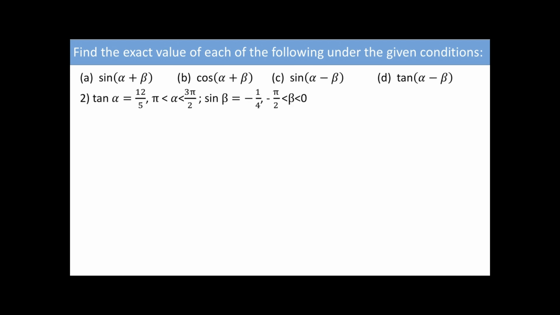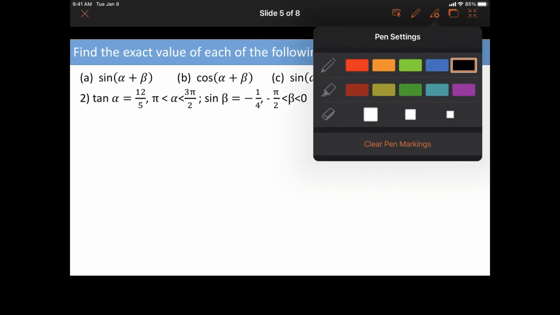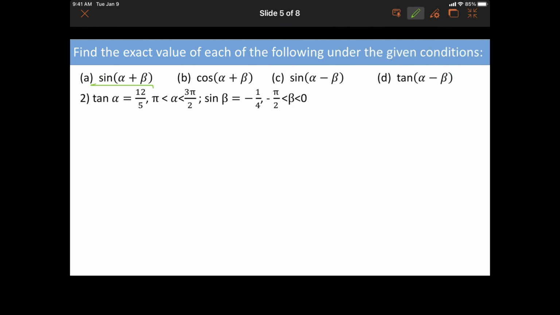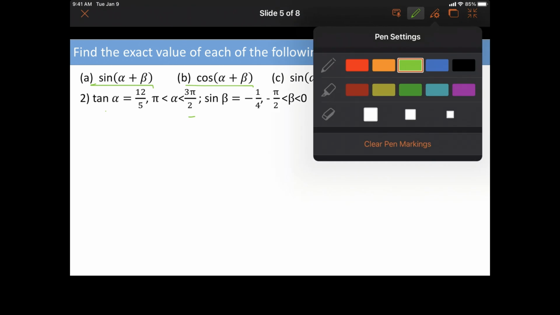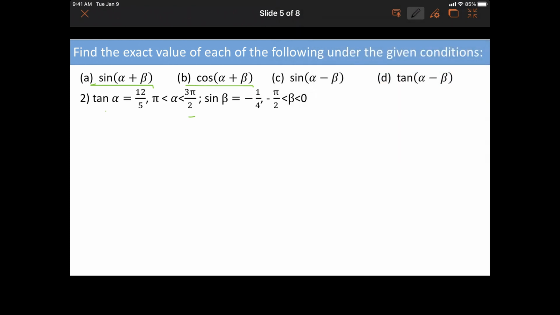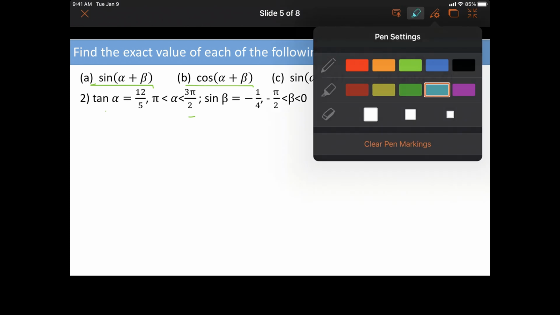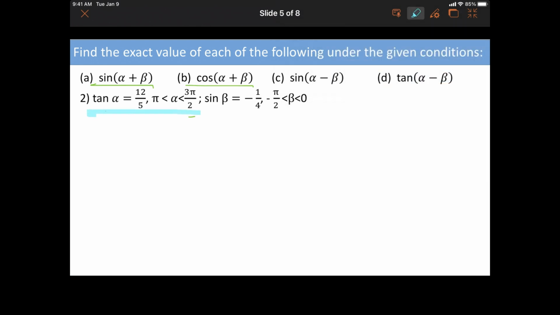All right, so we're going to do this problem, but we're only going to do these two. I just want you to practice actually writing the two triangles that you're going to be using. So for this first one, this time we're given tangent. And let's look at the quadrant. We're from pi to 3 pi over 2, third quadrant.